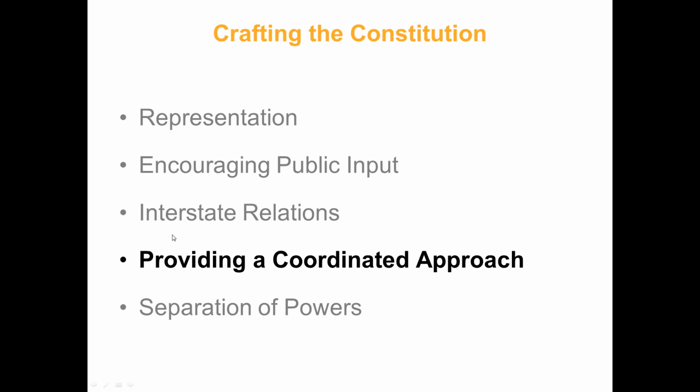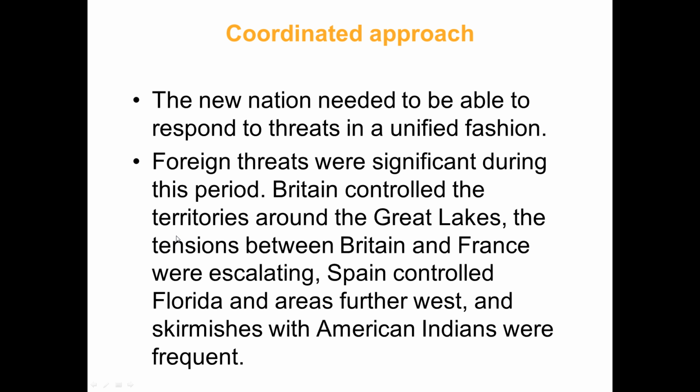Another problem with the Articles that we talked about was the lack of a coordinated approach throughout the country in terms of foreign threats. During this period, it's worth noting that there were several foreign threats in the immediate vicinity to us. Even on the continental United States, we had Britain with holdings, France had holdings, Spain had holdings, all within pretty close proximity to us. So it's important to come together as a nation and provide a sort of unified front against these nations.